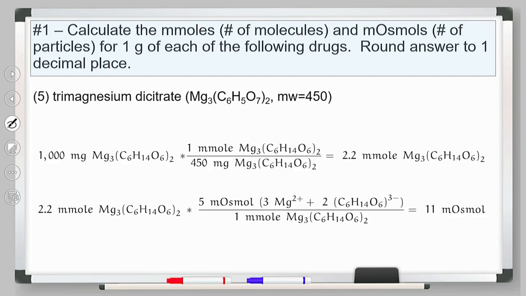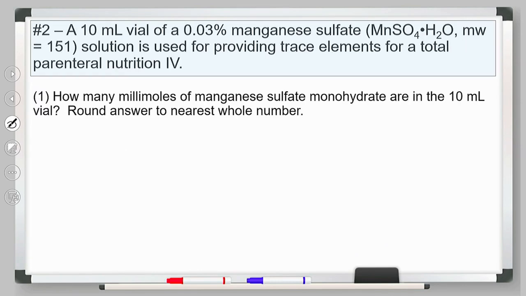So again, for trimagnesium dicitrate, we convert by dividing by the formula weight. We get 2.2 millimoles, but then looking at this formula down here, there are 3 magnesiums and 2 citrates. So 3 plus 2 is 5, so a total of 5 particles generated from every 1 molecule. 5 times 2.2 gave me 11. How did we do? Okay, so let's do a real question now.